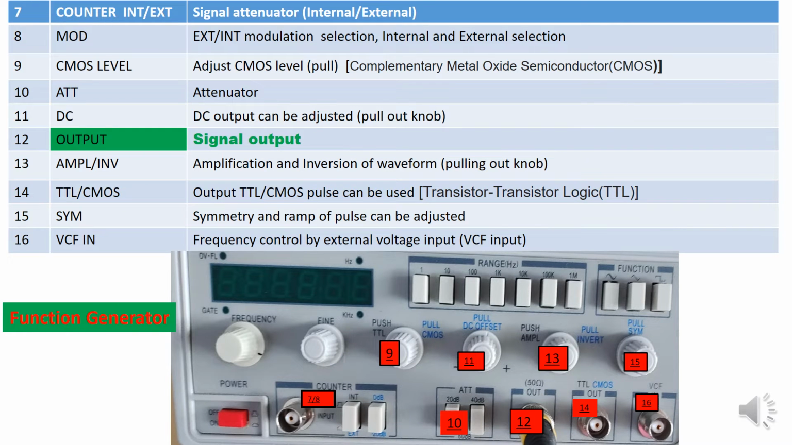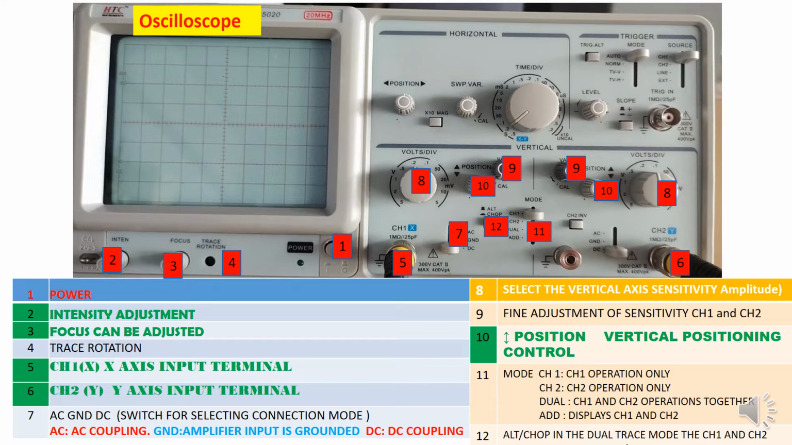Similarly, in this case also, from 12 the output of the signal can be taken. Other options are also available, right? Basically, two generators we are using and one oscilloscope.